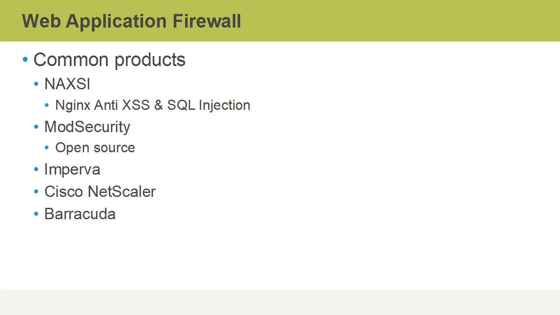Common web application firewall products include those from F5, which includes Nginx, which is anti-cross-site scripting and SQL injection. Also, ModSecurity, which is open source, products from Imperva, the Citrix NetScaler product, and also appliances from Barracuda. In this video, we talked about web application firewalls.